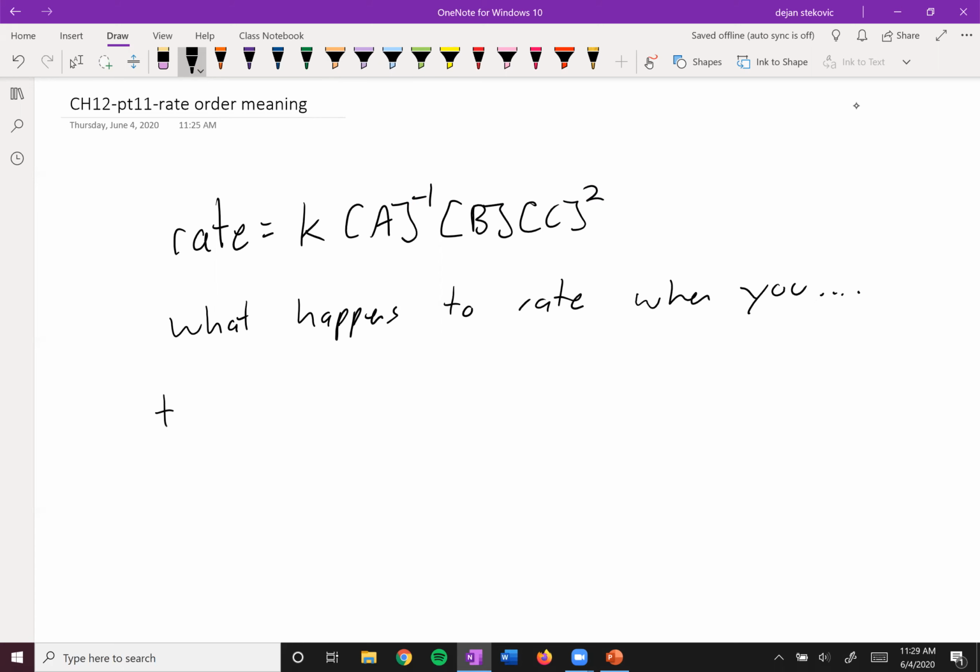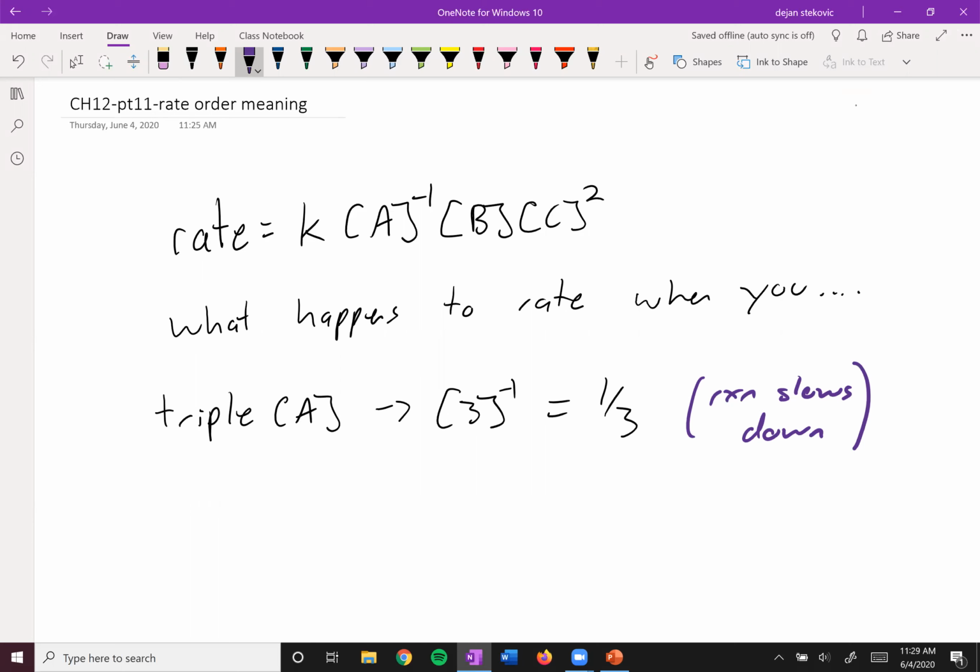So let's take a look at an example. What happens when you triple the concentration of A? Well, we take a look at the A, we substitute in a 3 here, and so 3 to the -1 is actually 1/3. So the rate is only 1/3 of what it normally was, and so your reaction actually slows down.